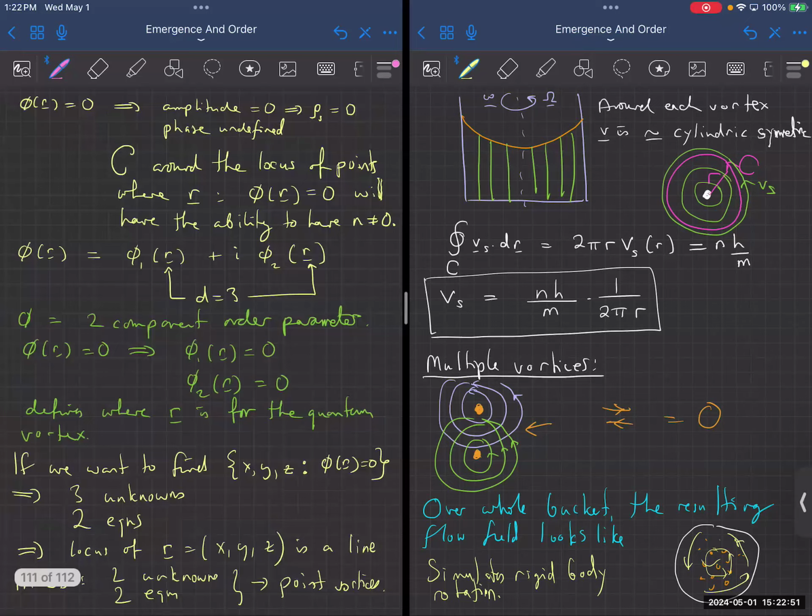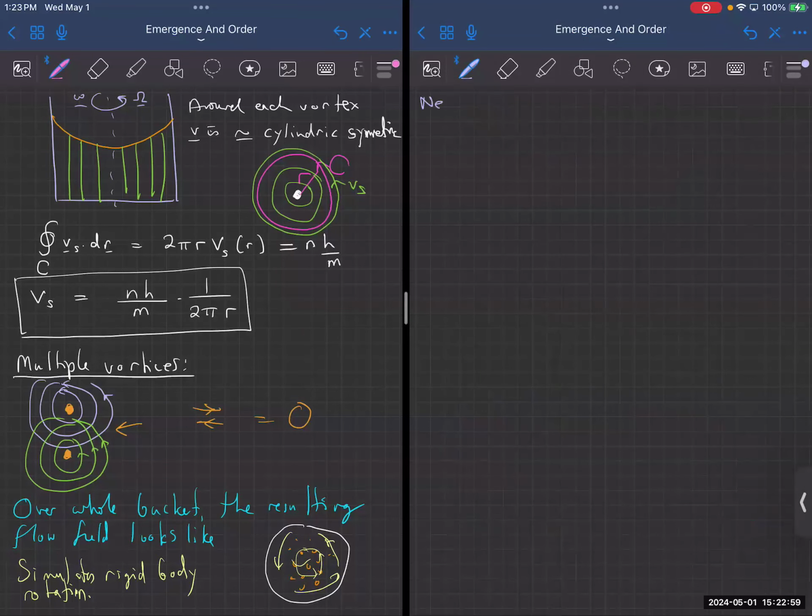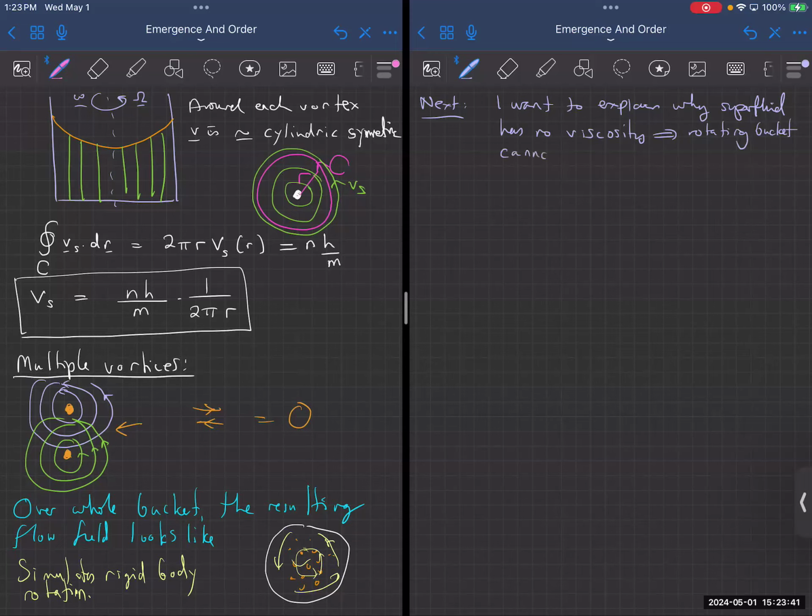Okay, all right, so let me now fill in one gap in this process. The next thing I want to explain is why the superfluid has no viscosity. And we needed that. We used that because we said that if it doesn't have any viscosity, then it just can't move. When I rotate the bucket, it's just going to sit there. Okay, so why superfluid has no viscosity, which implies that the rotating bucket cannot rotate the superfluid component.